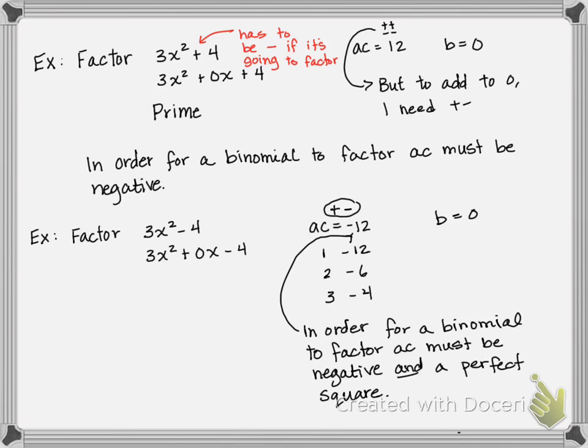So when we say perfect square, we mean that it's a number times itself. So like 1 is a perfect square because 1 is 1 times 1. 4 is a perfect square because 4 is 2 times 2. 9 is a perfect square, 3 times 3. 16 is 4 times 4. 25 is 5 times 5. Those are the numbers that we refer to as perfect squares.